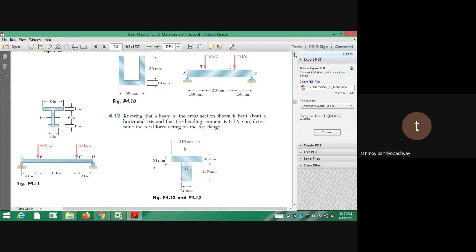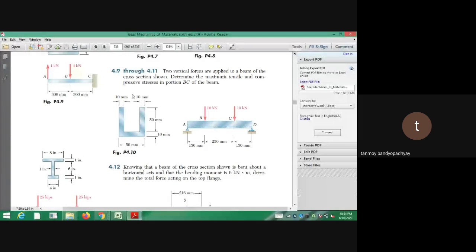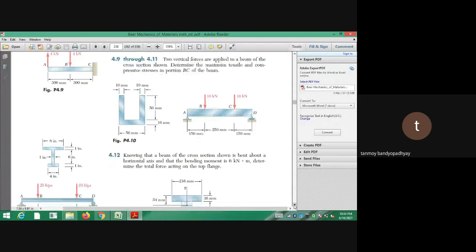So problem number 4.11 is your homework. If you want to do it as a homework, do it. If you want to treat it as an assignment, whatever way you like, but I would request you to do it at home. So 4.9, 4.10, 4.11, these are three configurations. I will be discussing 4.10 now because it's a U section. Some things are to be discussed.